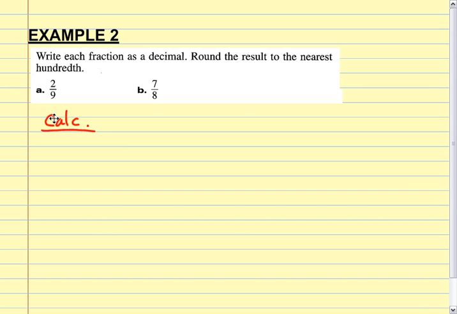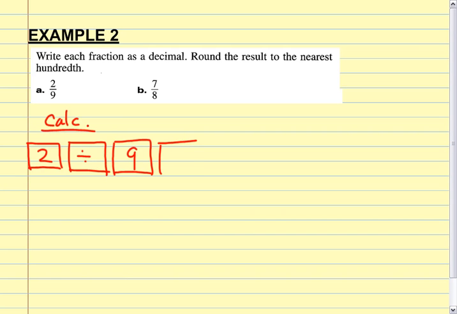I always type in the top number first, 2. So please turn on your calculator, press the clear button, type in 2. The next button that we're going to type in is the division button. Okay? Then we're going to hit 9. And then we're going to hit enter. Tell me, what did you get? Raise your hand. Aiden. 0.2.